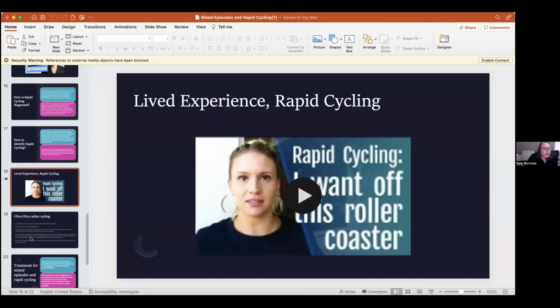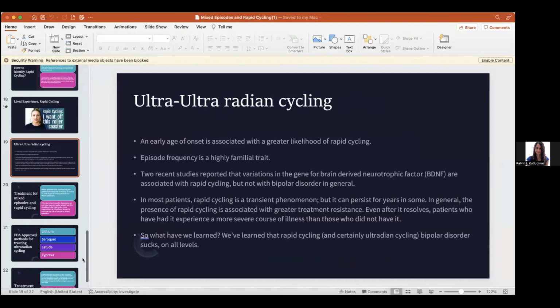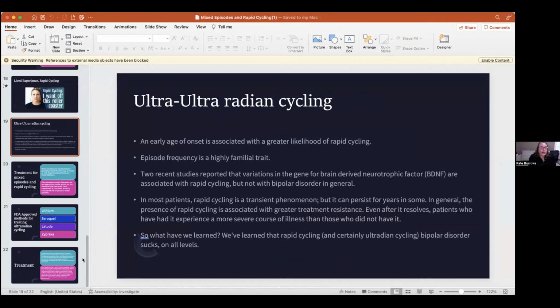Okay, so we're coming up to the end of this presentation. And at the end, I do want to talk about your guys' experience with rapid cycling or ultra radian rapid cycling, which Dr. Tracy Marks talked about. A few things she didn't mention is that an early age of onset is associated with a greater likelihood of rapid cycling, and episode frequency is a familial trait. So if you have bipolar in your family and you have people with ultra radian or just regular rapid cycling bipolar disorder, you're more likely to have rapid cycling or ultra radian rapid cycling yourself.